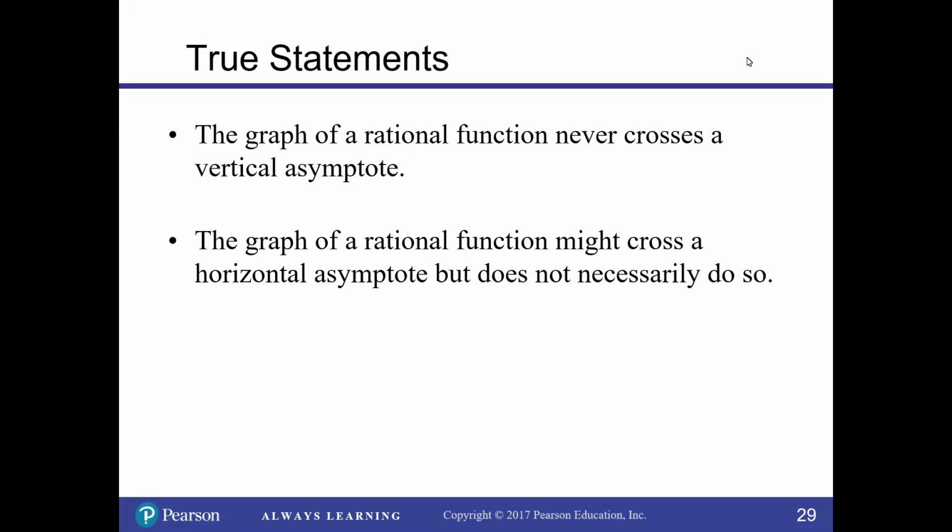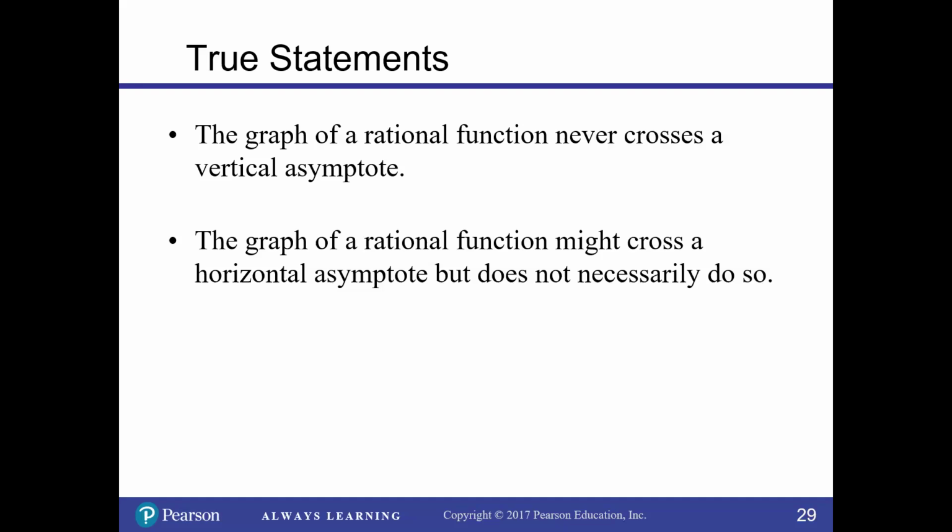All right, so as we had stated before, but just saying again, the graph of a rational function never crosses a vertical asymptote. It's marking off an x value that we cannot possibly obtain, because it causes a discontinuity, a place where we're undefined.